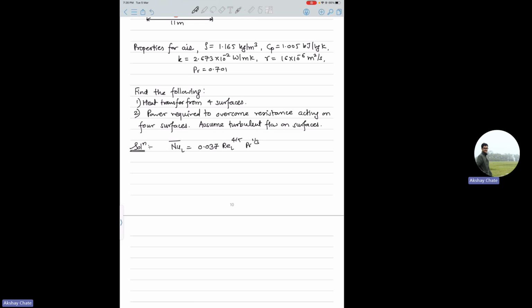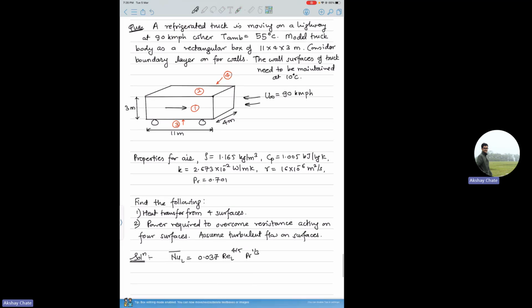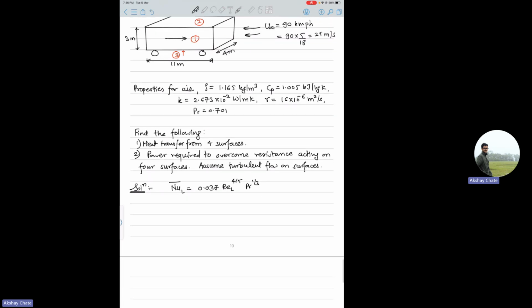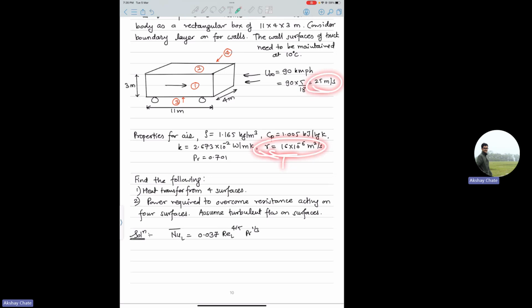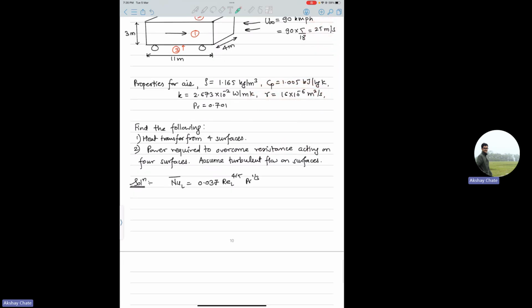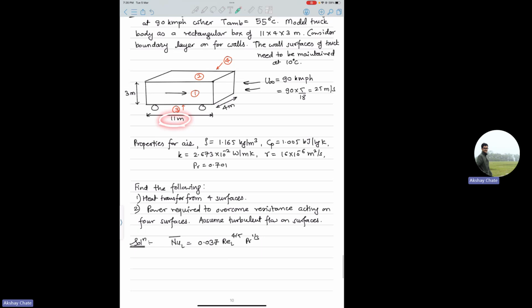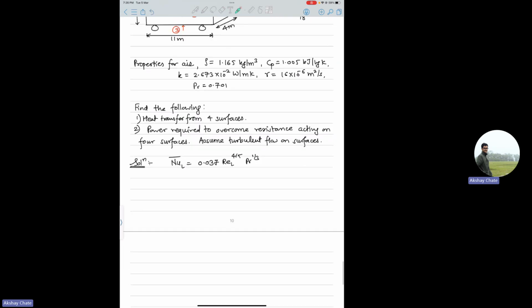You can calculate the Reynolds number because we have density. You have velocity also here. You can convert this 90 into meters per second. That is typically multiplying by 5 by 18 to get meters per second. So that will be 25 meters per second velocity. And then these properties are given. Basically you have to multiply velocity into the length. All four boundary surfaces will have a length of 11, right? Total length. So you can do it that way.